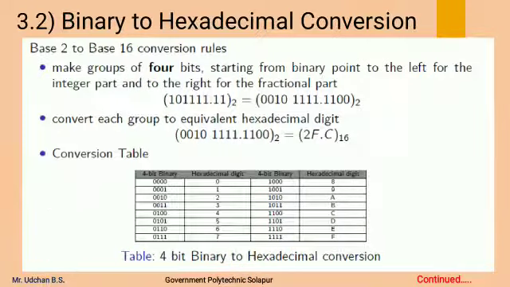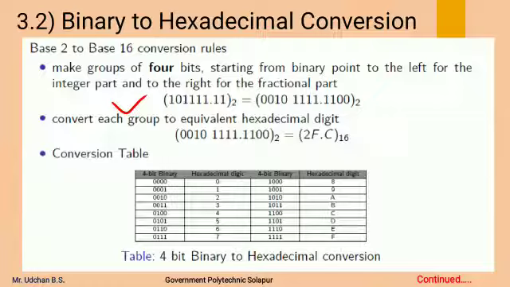Now we will see how the binary number is converted into hexadecimal number. For binary to octal conversion we made groups of 3 bits. Here we are going to make groups of 4 bits. Only the difference is grouping of 4 bits. Rest of the things are the same as binary to octal conversion. The example is 101111.11. In that for the integer part we are going to make groups of 4 bits towards left, and for the fractional part we are going to make groups of 4 bits towards right.